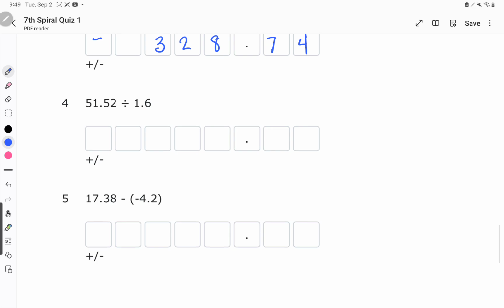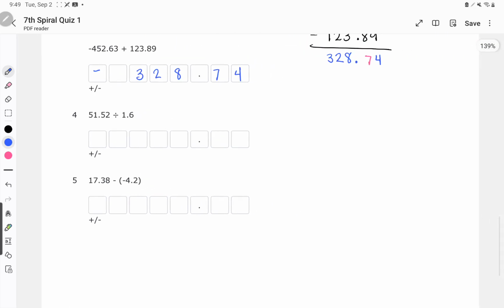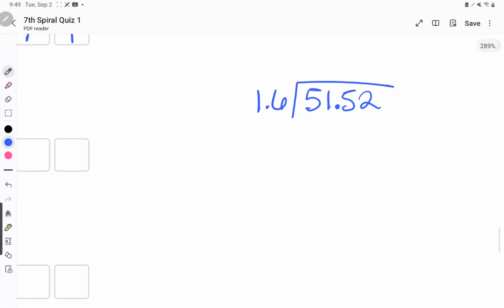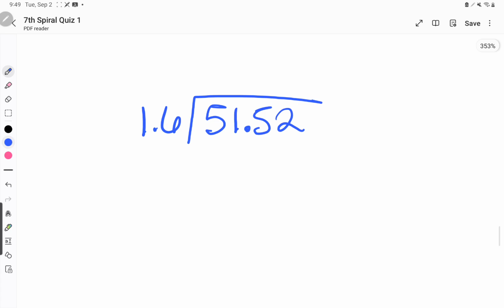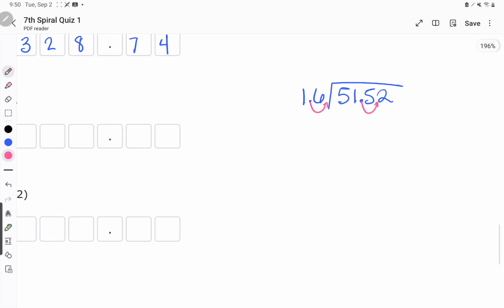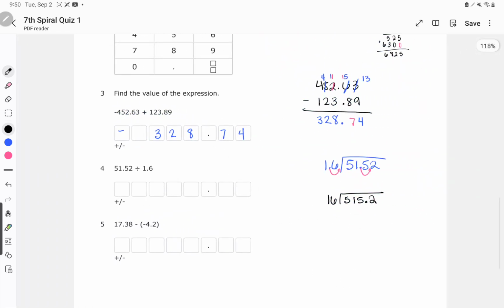Okay, then I have 51.52 divided by 1.6. 51.52 goes on the inside because it's the first number, divided by 1.6, and that goes on the outside. Now, I can't divide by a decimal, so I take this decimal and I move it over once. So that gives me 16 going into 515.2. I'm going to list out my 16s facts.